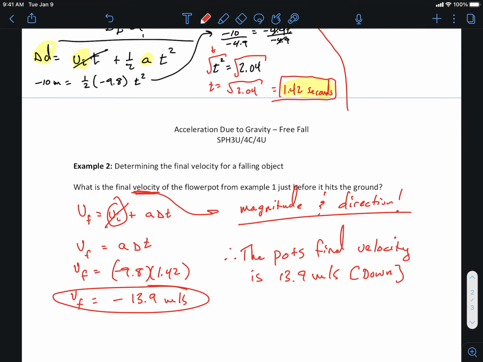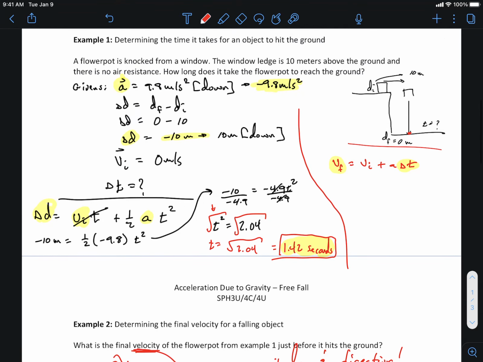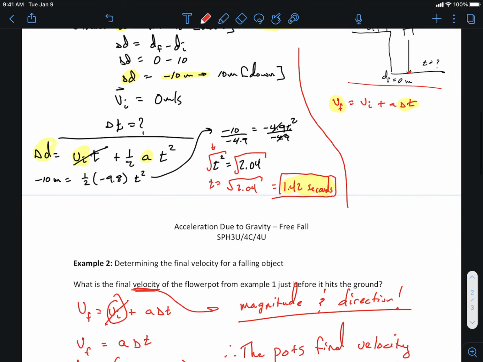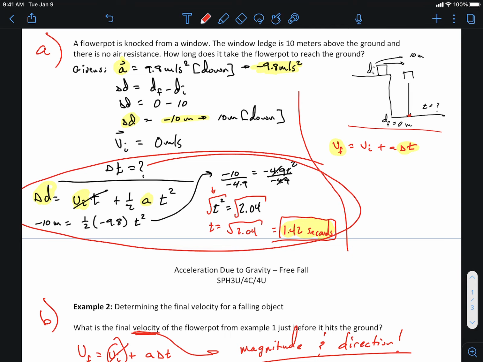So you can see how I can give you questions. Sometimes I can scaffold them nicely for you, scaffolding being like spelling them out in a part A, part B. Sometimes I can be mean and not say solve for the time, so you don't know that you need to do all of this work. I'll just say, what's the final velocity of the flower pot?